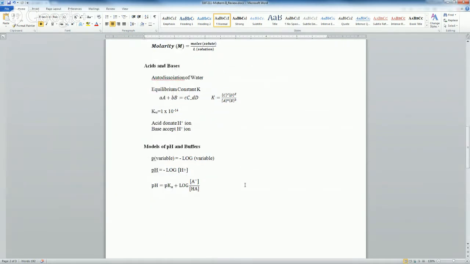We talked about models of pH, the little power function of the small p and what that little p means. Again, we learned that you take the p of anything, any value, any variable, and you get the p of something. In this case, if you're taking the p of the hydrogen ion concentration, we call that the pH. That's the one that we use most often.